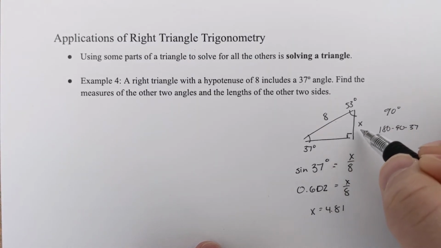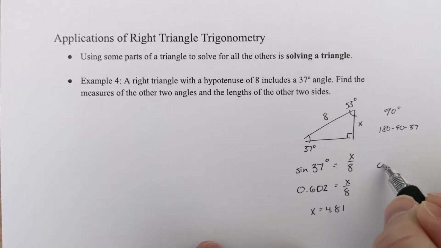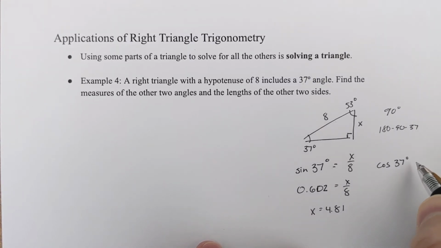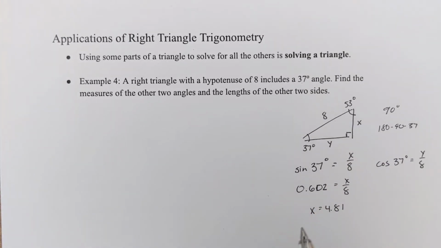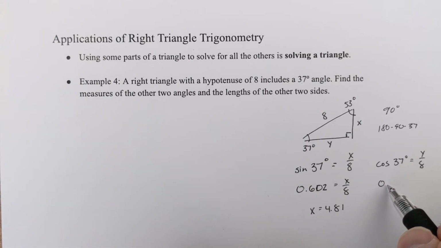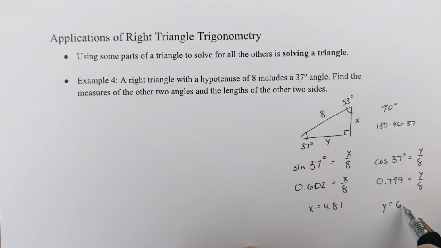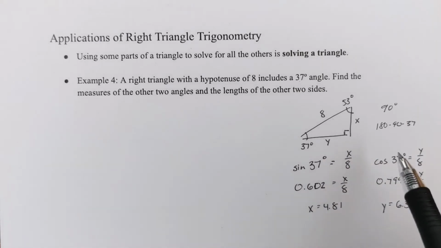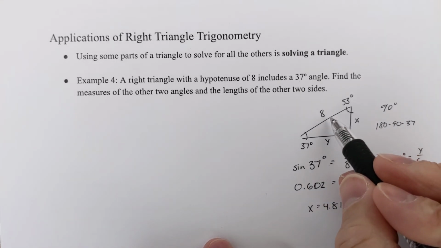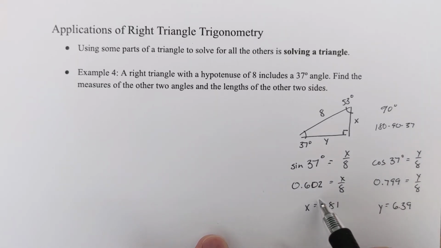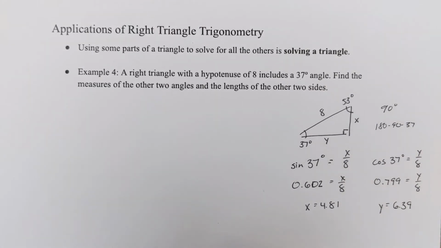And now I can either use Pythagoras or use cosine. Call this guy y, is y over 8. Well, the cosine of 37 is 0.799 equals y over 8. So multiply that by 8, and we get the other side is 6.39. So we found the other two angles, 90 and 53, and we found the other two sides, 4.81, 6.39.